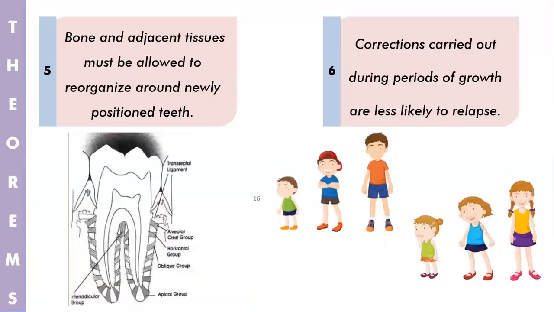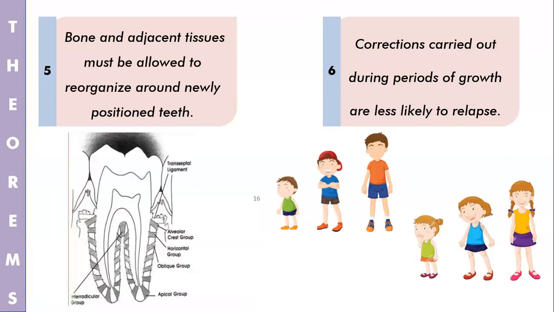And then the fifth one is that the bone and the adjacent tissues must be allowed adequate time to reorganize around the newly positioned teeth. So as we said, we will be studying this in the subsequent slides about how long or what kind of time a recovery is there for each of these periodontal tissues. So they must be allowed adequate time to reorganize.